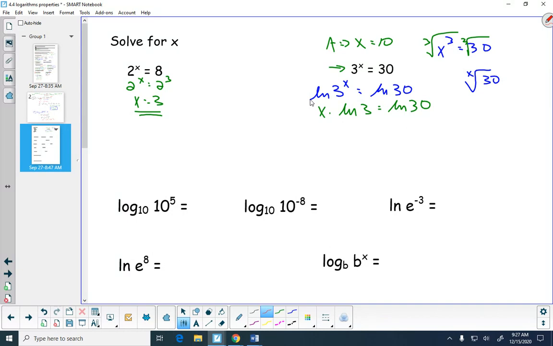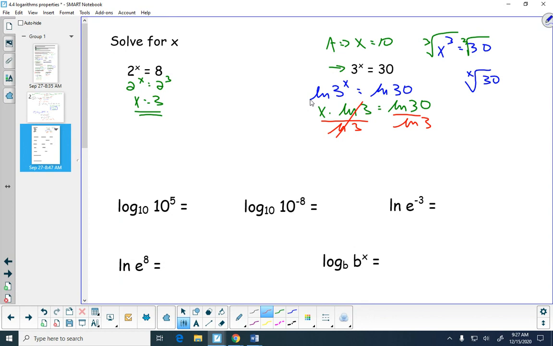I have x times the ln of 3 is equal to ln of 30. What can I do to both sides to solve for x? Would you divide by the ln of 3? So we can divide by ln of 3.